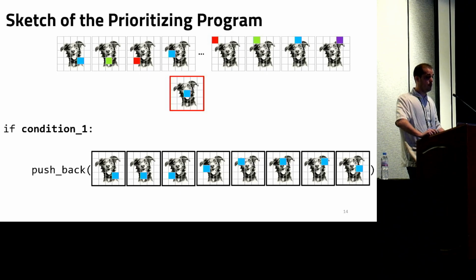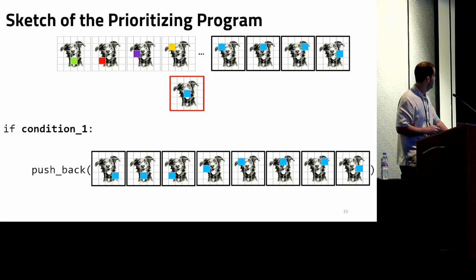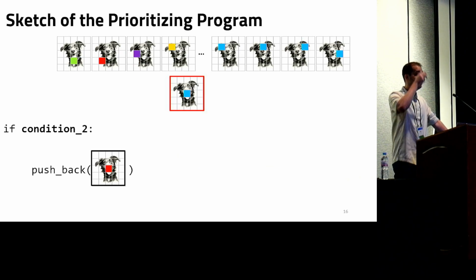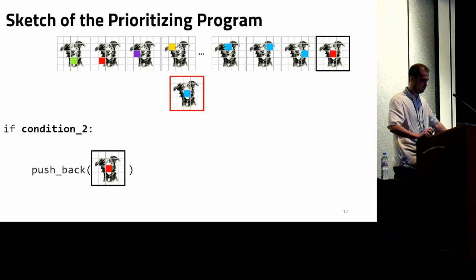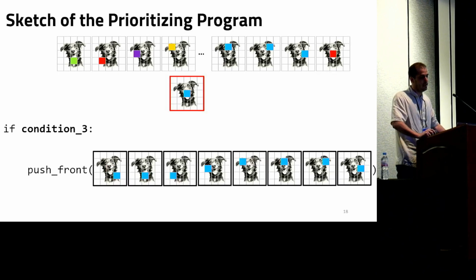If the first condition evaluates to true, we push to the back of the queue adversarial examples featuring the same perturbation, but at adjacent locations, as you can see here. Then we check the second condition. If it evaluates to true, we push to the back of the queue the next adversarial example in the queue that has a perturbation in the same location. Again, in our case, it's the center of the image. After potentially pushing examples to the back of the queue, we evaluate the third condition, and if it evaluates to true, we push adversarial examples with the same perturbation at adjacent locations to the front of the queue.